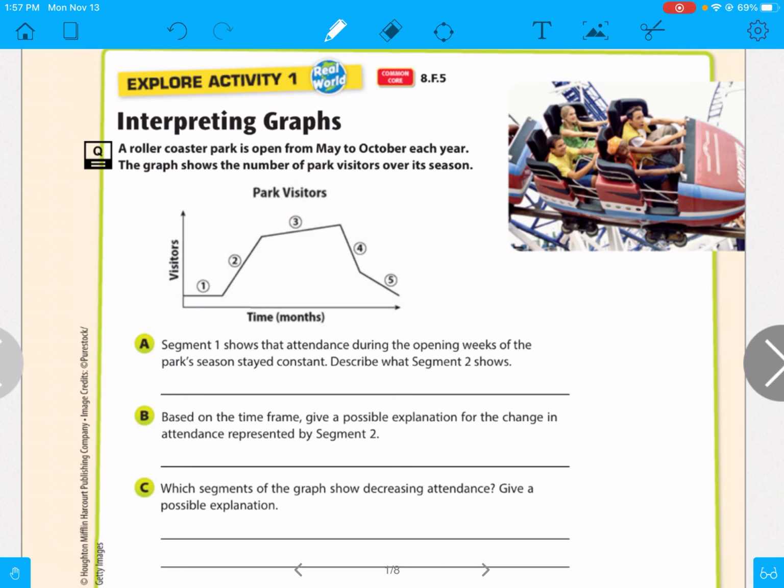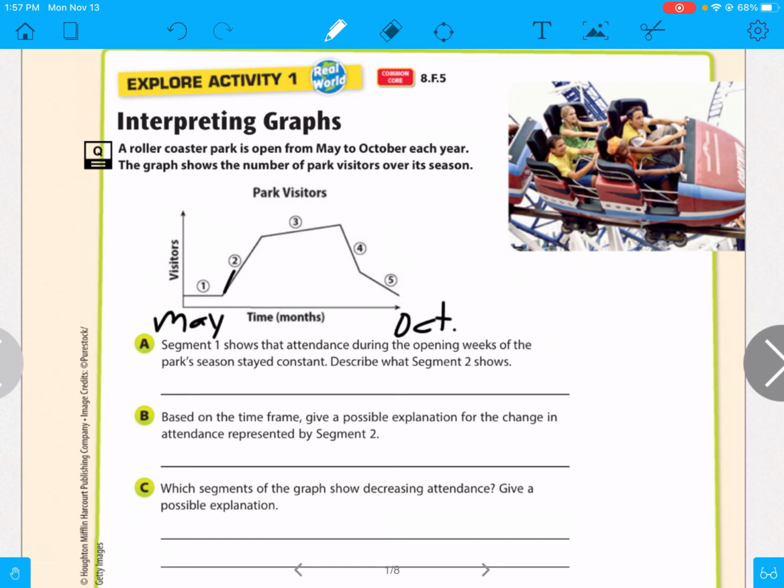A roller coaster park is open from May to October each year. The graph shows the number of park visitors over its season. So May is going to be on this side, and October on this side. So segment 1 shows attendance during the opening weeks of the park season stayed constant. Describe what segment 2 shows.